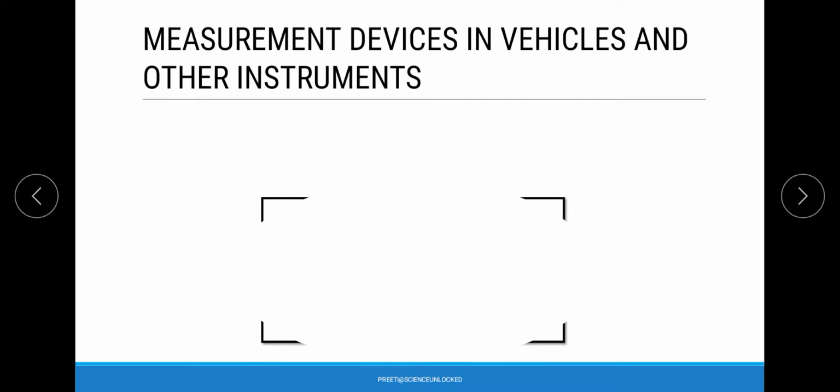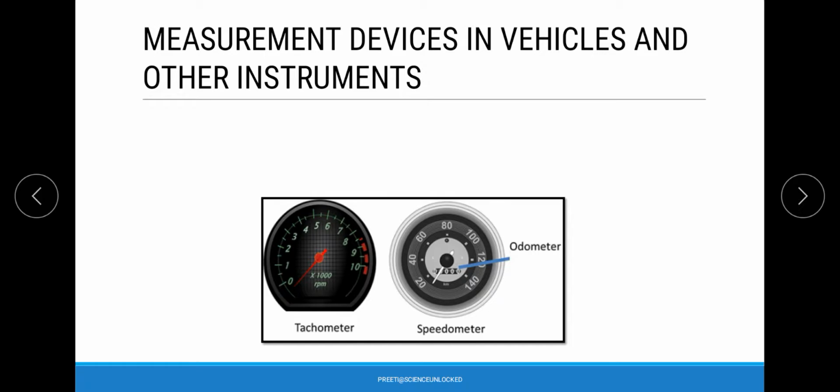So the very first structure that we have is the speedometer, and nowadays speedometers actually come with odometers. On the other hand, in our vehicles we will find there is a tachometer as well, which gives us the overall revolutions per minute. That means how fast the shaft or the tires are moving, the engine is rotating.